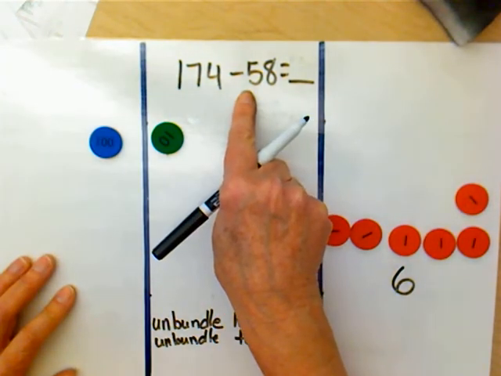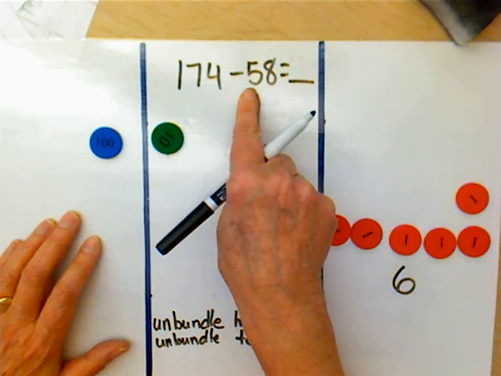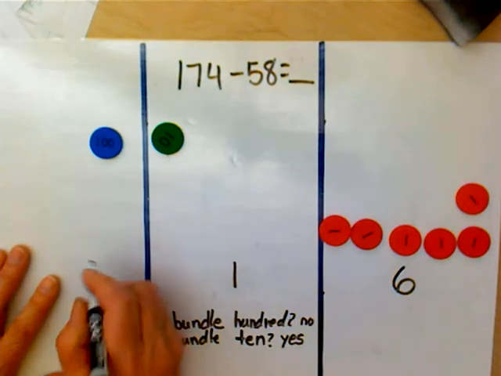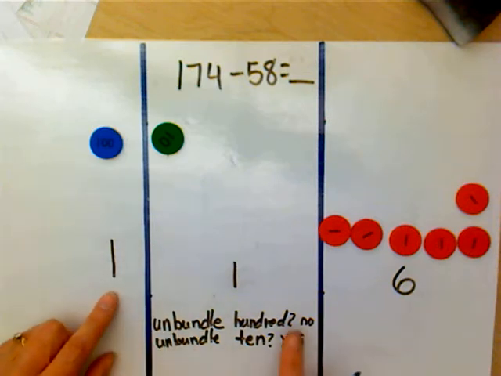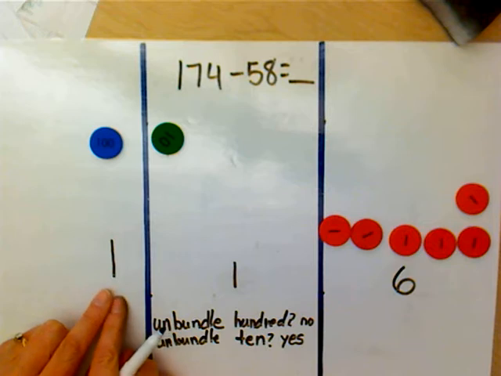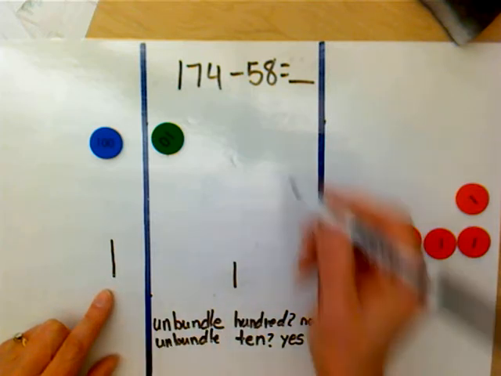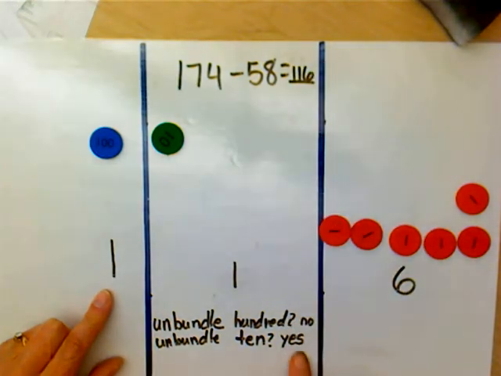Now I have 0 hundreds, but I have 100 left here. Can I take 0 hundreds away from 100? Well, I certainly can, and that leaves me with 1 100. So I know when I'm finished doing all of my unbundling or decomposing, I still have 116 pieces left. So my difference is 116. Yes, I had to unbundle a 10 to do that, and no, I did not unbundle 100.